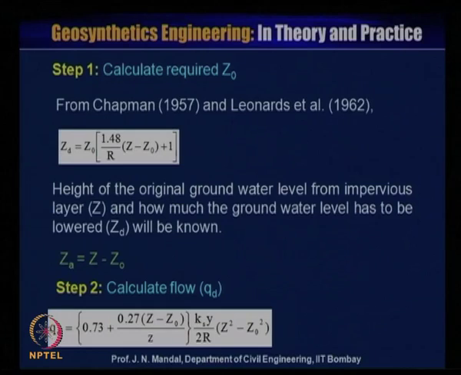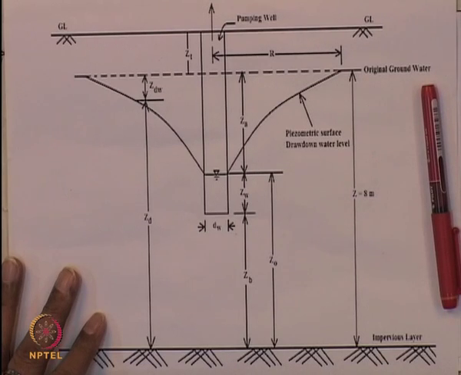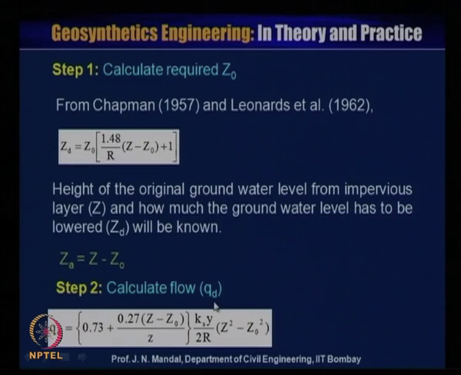So QD, you add up this equation, QD is equal to 0.73 plus 0.27 times (Z minus Z0) divided by Z, and then Ks into Y divided by 2R into (Z squared minus Z0 squared). You know what Z and Z0 are, I have already explained, and you know the coefficient of permeability Ks, and the length is Y. So from this you can calculate the flow rate.